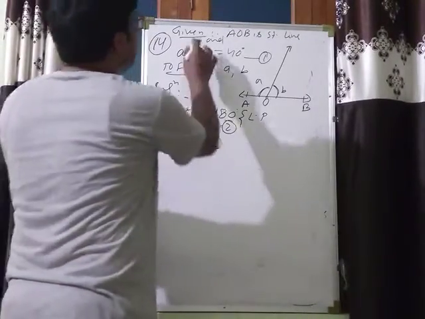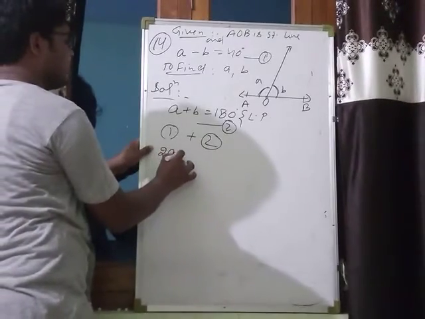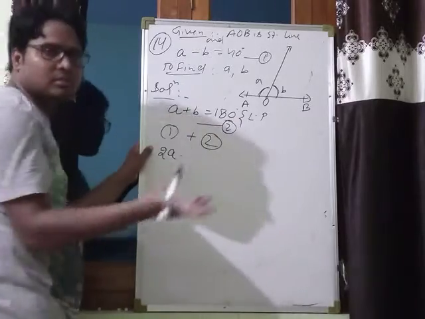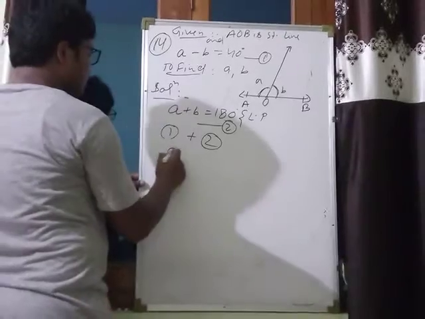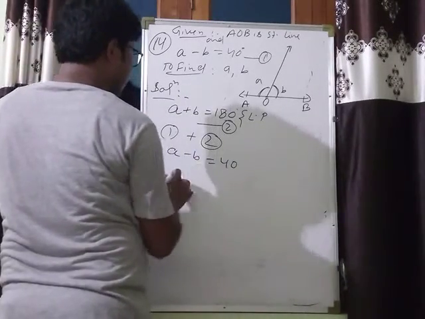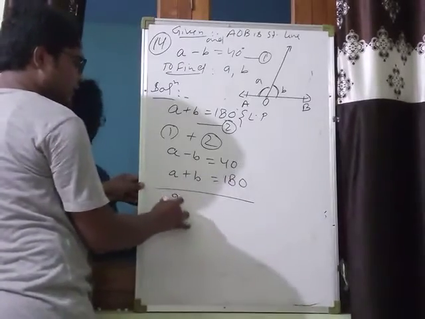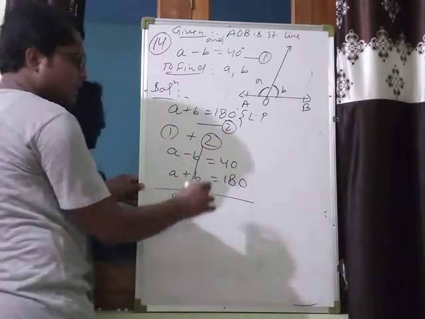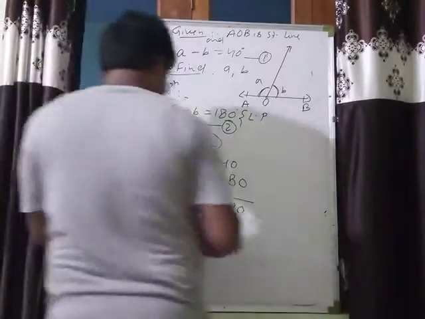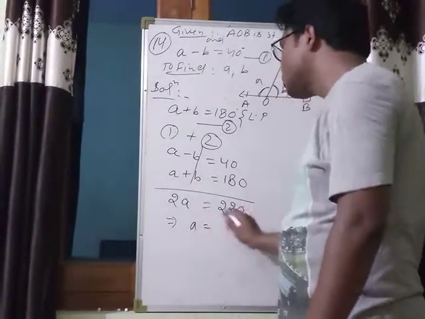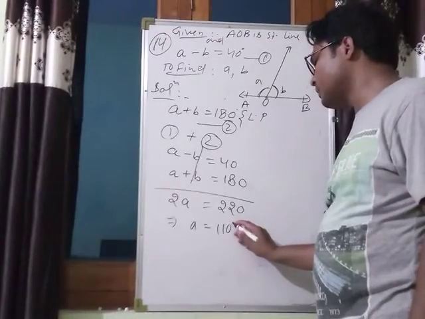What do we have? Add left to left. So A plus A, that is 2A, and minus B plus B cancel out. Let me write it like this and add. A minus B is equal to 40 and A plus B is 180. Add: A plus A is 2A, and minus B and plus B cancel, and that is 220, since 180 plus 40 is 220. Then from here A is equal to 220 divided by 2, that is 110 degrees.